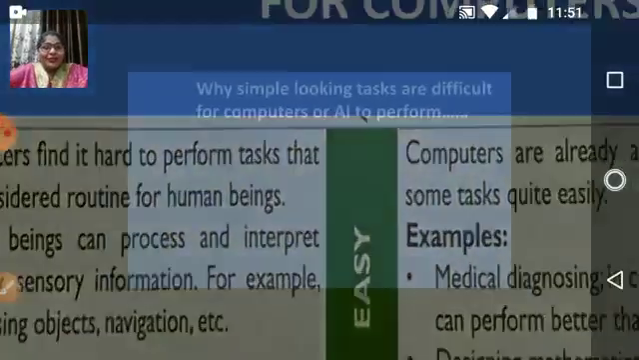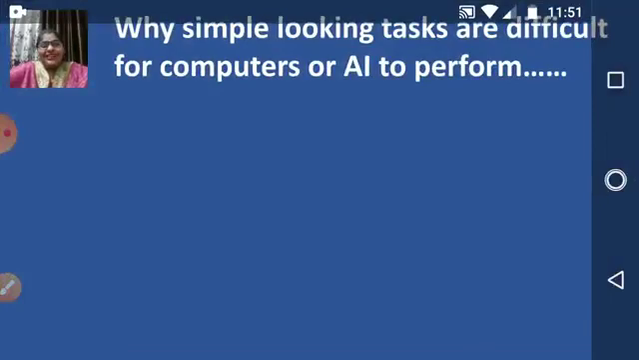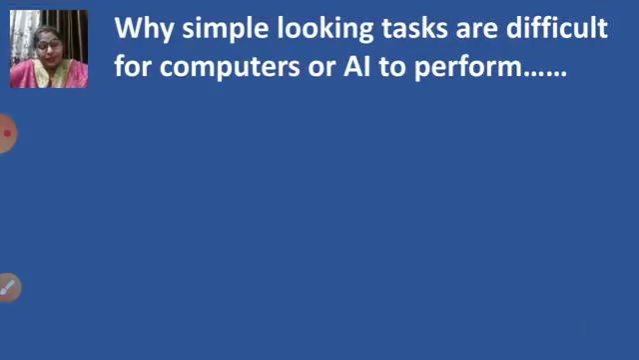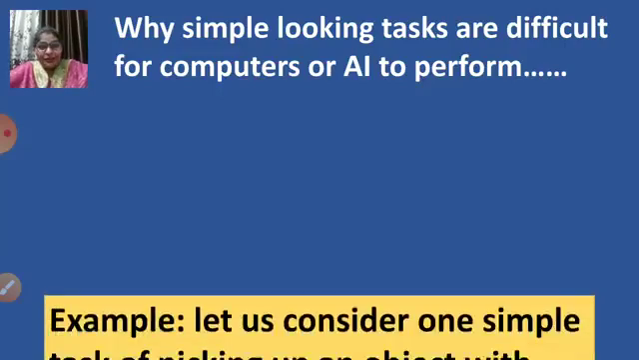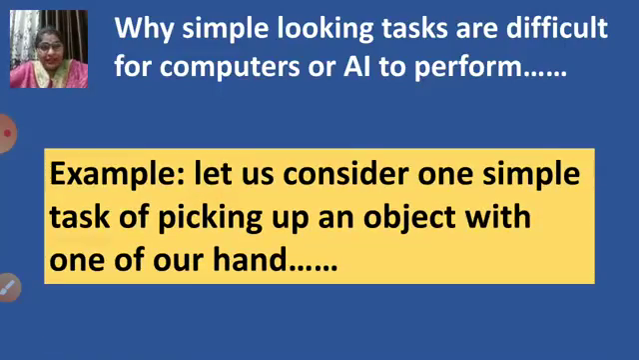So why are simple looking tasks difficult for AI to perform? Let us take one example. Let us consider one simple task of picking up an object with one of our hands. Like some book is there on a table or something has fallen down, so you just pick it up. It is a very easy, very common task for a human being, children. But if I write it out stepwise, when I do this simple task, then you will understand why the computer finds it very hard to do.